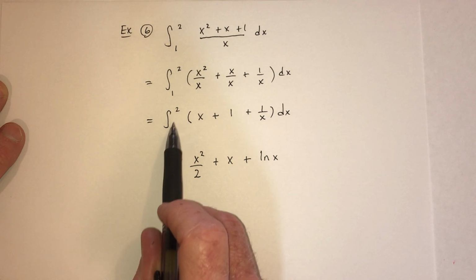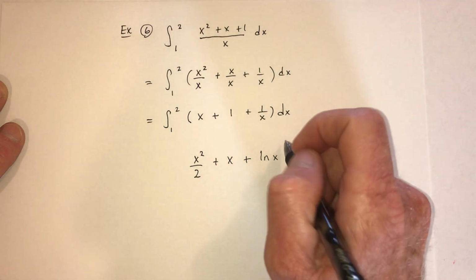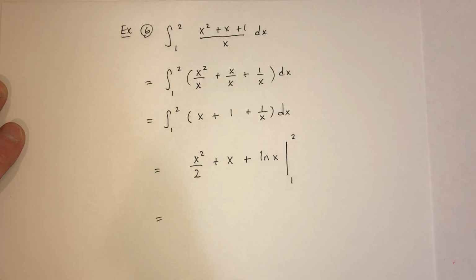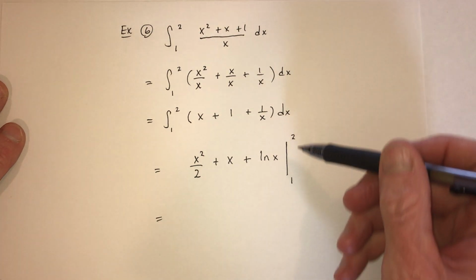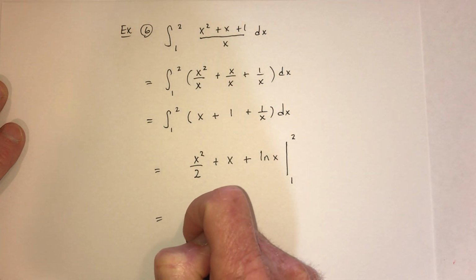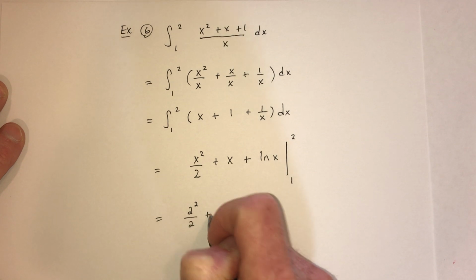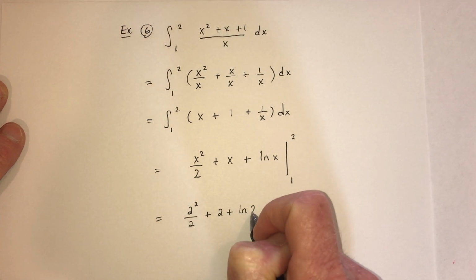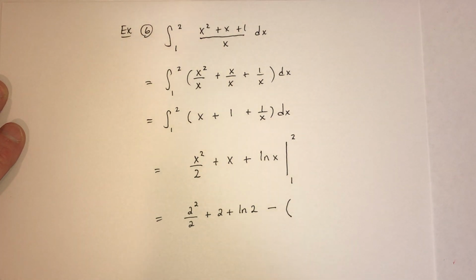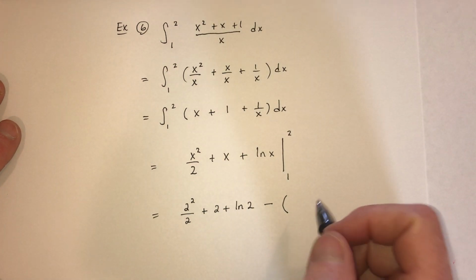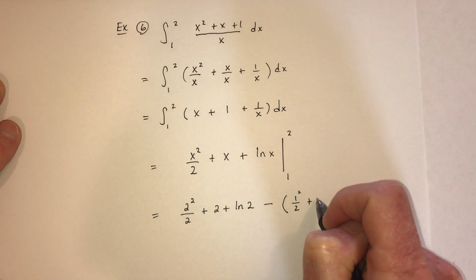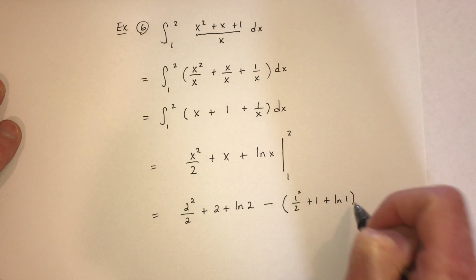And remember, when we have numbers to plug in, there is no plus c. So then it's going to be evaluated from 1 to 2. And which number do I plug in first, the 1 or the 2? You're right, it's the top number. Always start with the top number. So this will be 2 squared over 2 plus 2 plus natural log of 2. And then minus, and then everything after the minus should be in parentheses. 1 squared over 2 plus 1 plus natural log of 1.